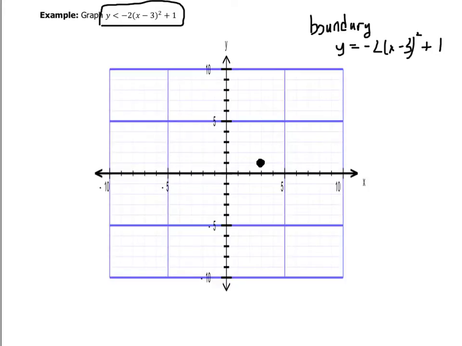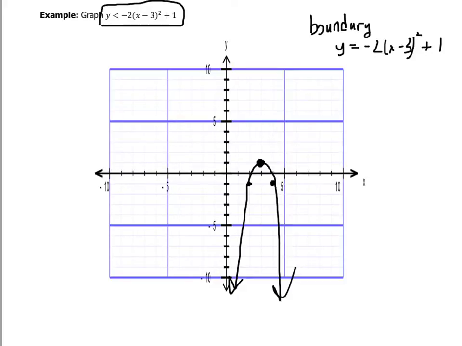That's about right there. We know this is going to open down. Maybe I'll plug a point in, like x equals 2, just to see what I get. Well, I'm down here. And x equals 4 is going to be over there. Okay, and so it looks something like this. Isn't that beautiful? So that's the boundary line.